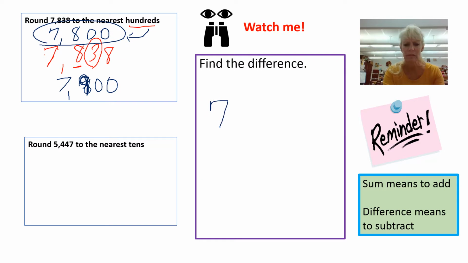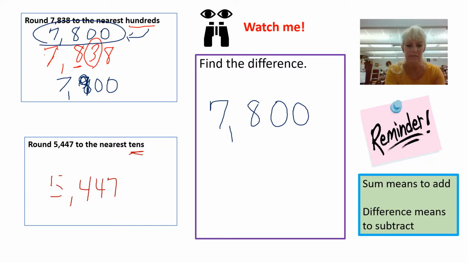So I'm going to go over here, and I'm going to put 7,800. All right, the next one says that I'm supposed to be rounding to the tens, okay? So look at my number here. I have 5,447, and I'm paying attention to the tens place. All right, and I see my 4 there, and next to it my 7. My 7 is higher than 5, so I know it's going to tell me to bump up. So watch this. I'm really trying to decide, is this number going to be 40 or is it closer to 50?